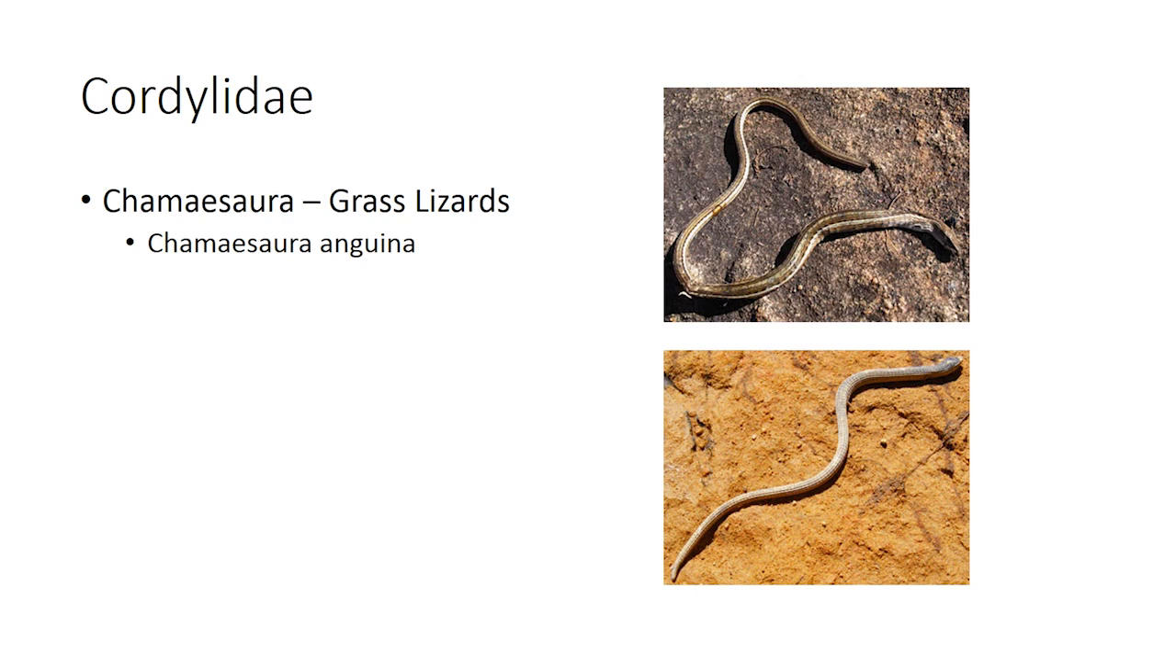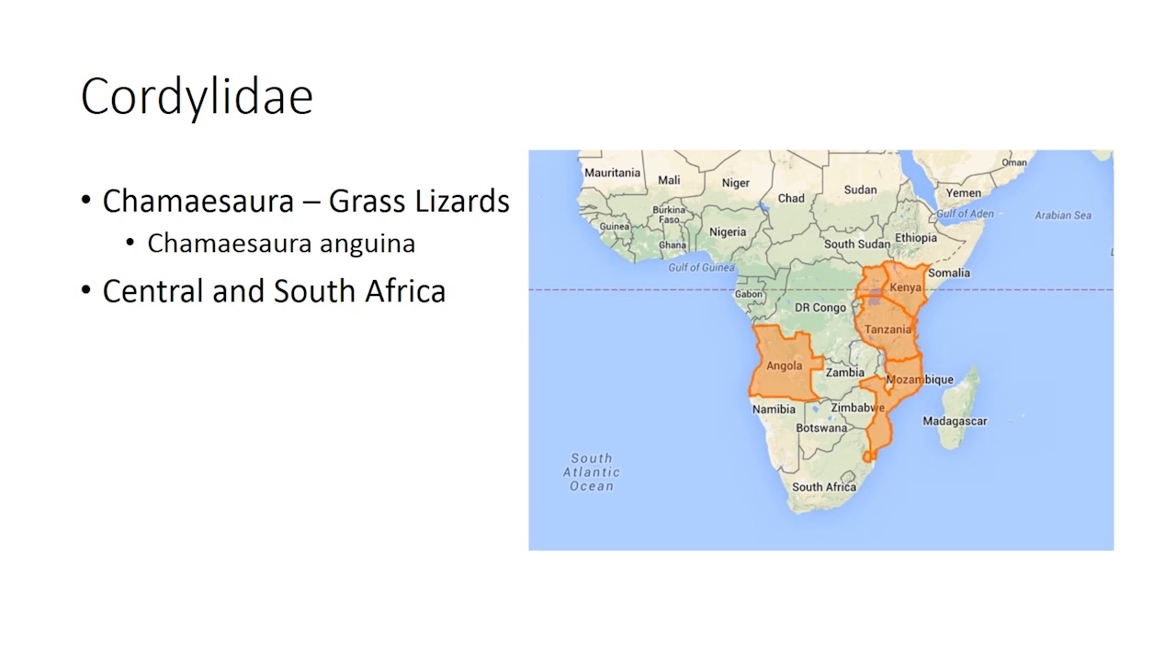Another African one, this is their range right here. You can find them in Kenya, Tanzania, Mozambique, Angola, into different places in the Congo and into Zambia and Zimbabwe, all the way down to South Africa. A big range with the Cape grass lizard.